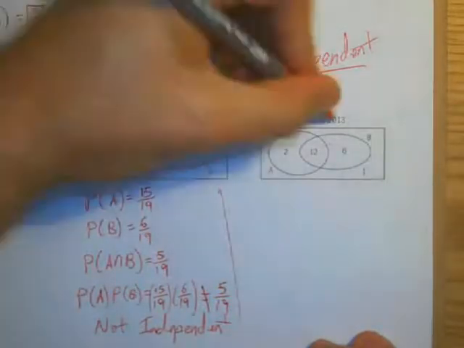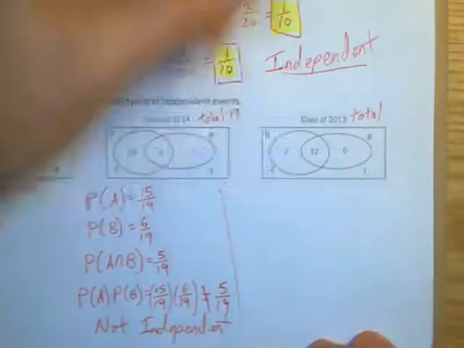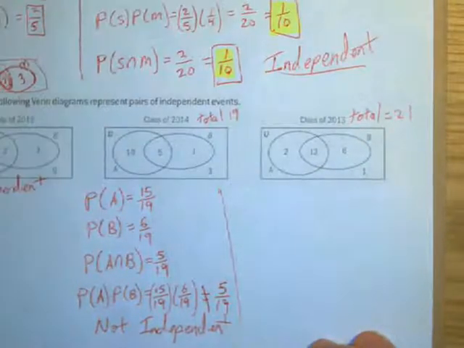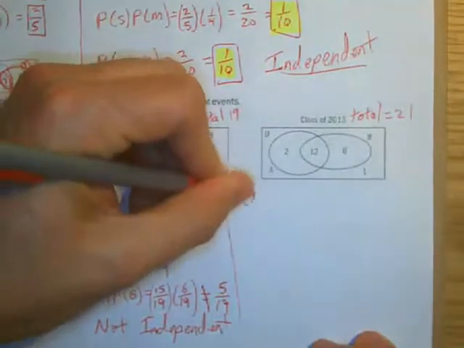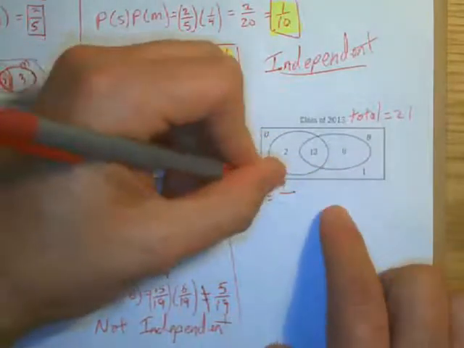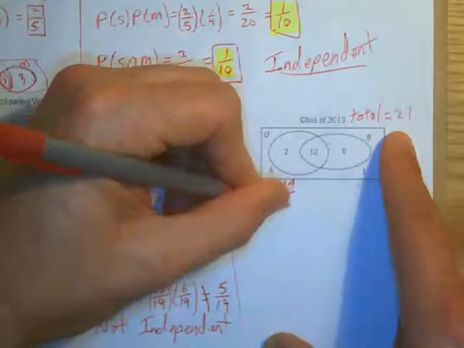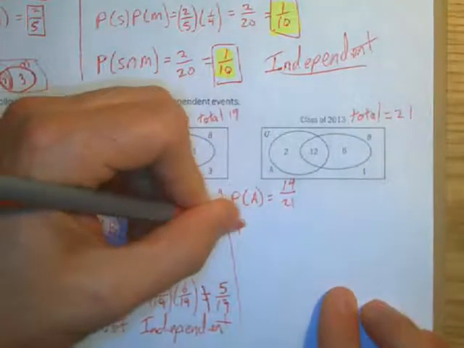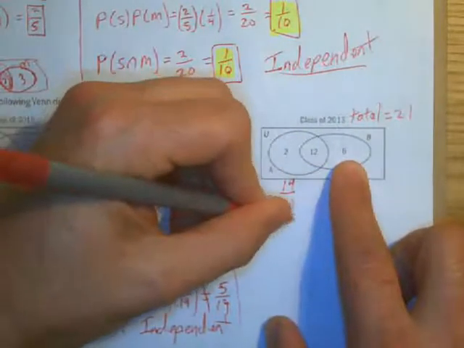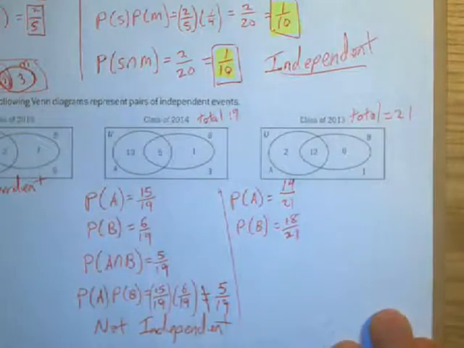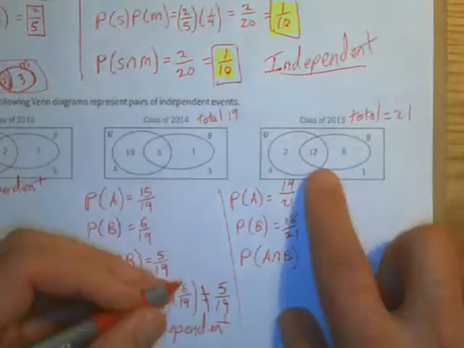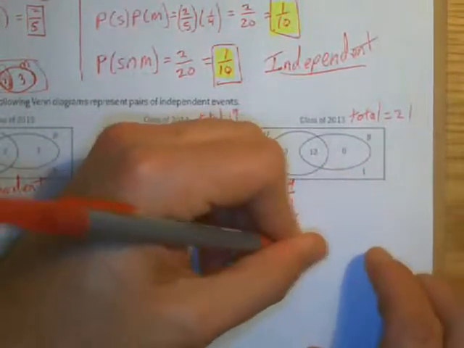Okay, our total here, 2 plus 12 plus 6 plus 1 equals 21. What's the probability of A? My numerator is 2 plus 12, which is 14, over 21. The probability of B is equal to 12 plus 6. My numerator is 18 over 21. What's the intersection? The intersecting part is 12 over 21.